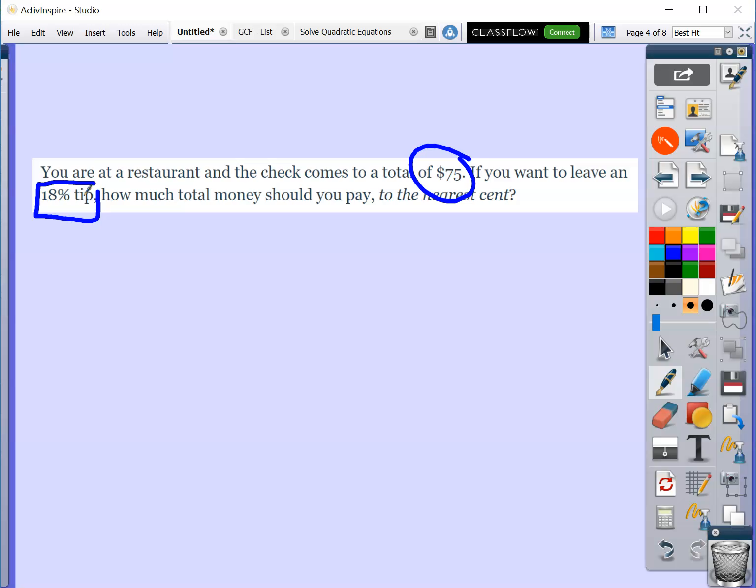It's basically stealing. What you're going to do is say, look, the amount of money that we're going to pay, the increase, is 18% of what the original was. So think of it this way. Here's your original $75.